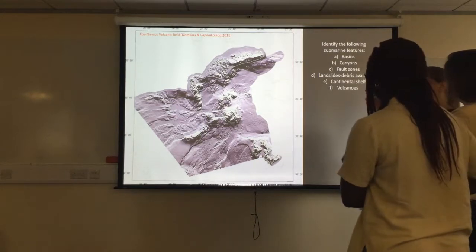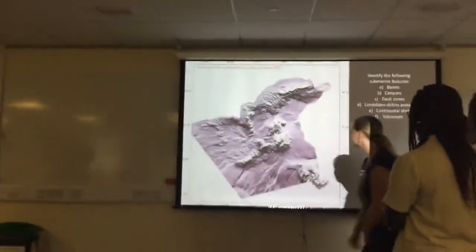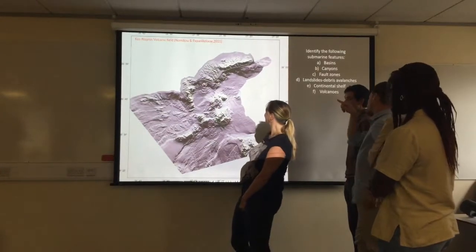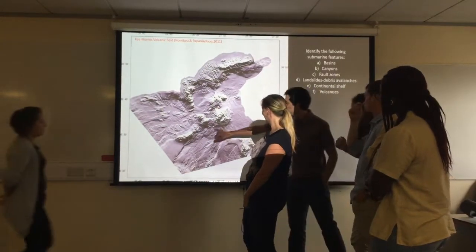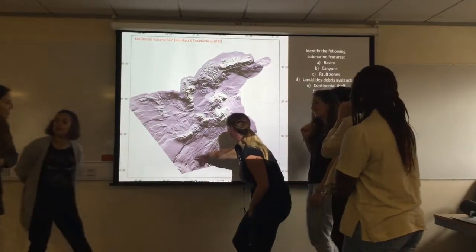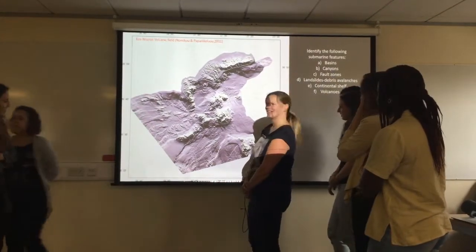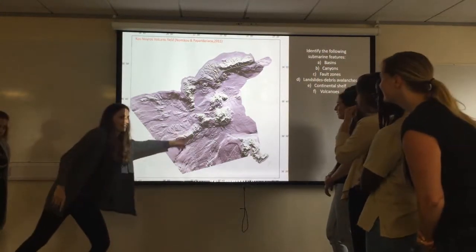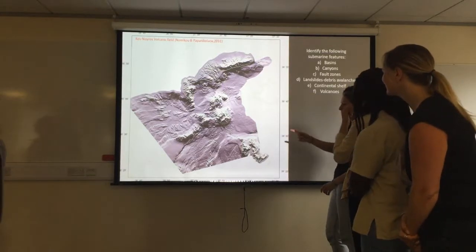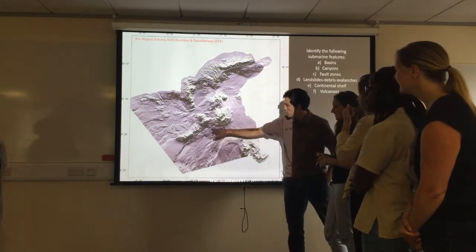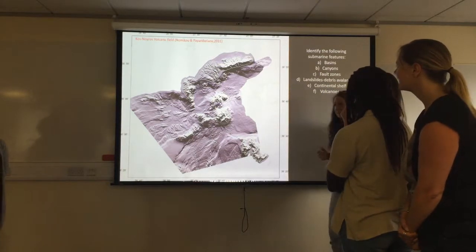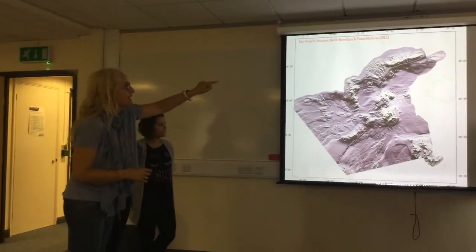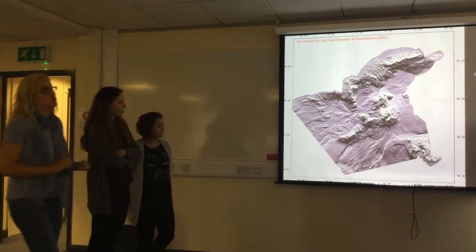You may start in any place. Don't tell them from the beginning. So you said this is a canyon, and also a fault zone. You may decide, tell them your opinion, and then they can judge. What you are looking for: basins, canyons, fault zones, landslides, continental shelf, and volcanoes. You need to indicate all of them.